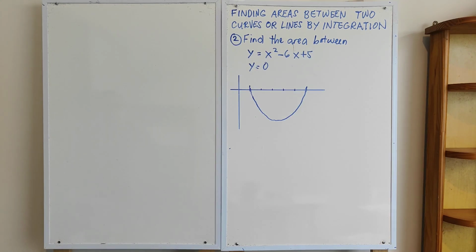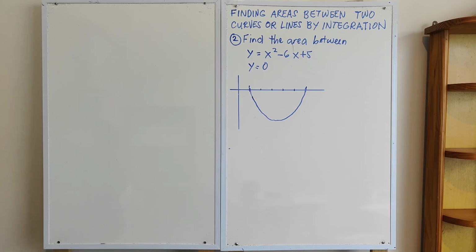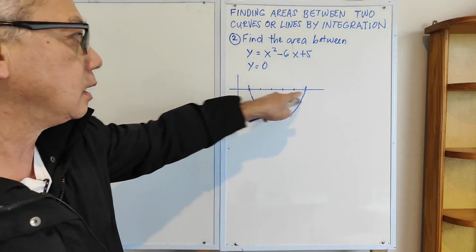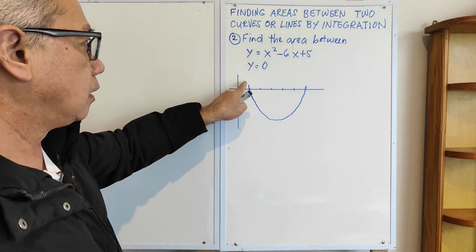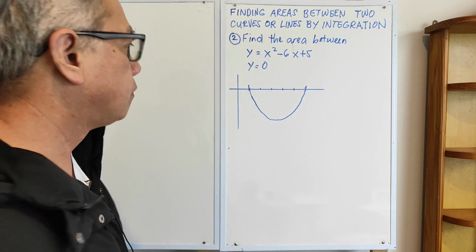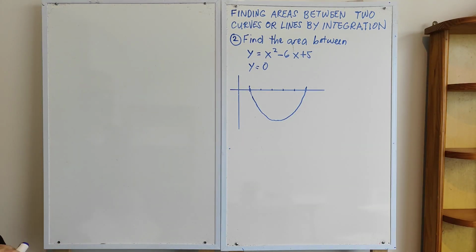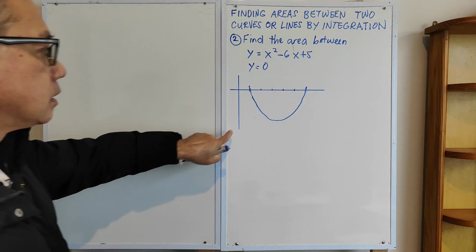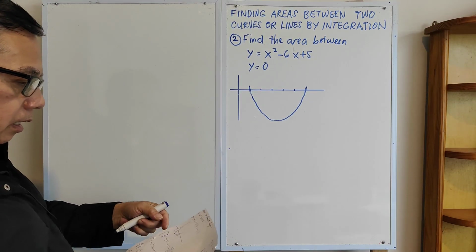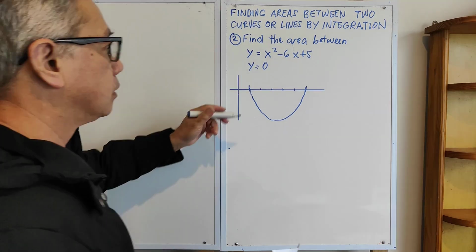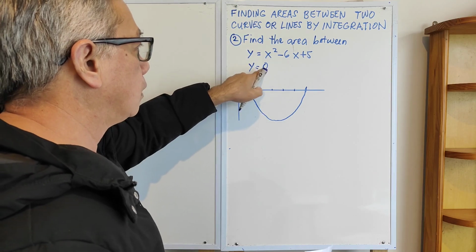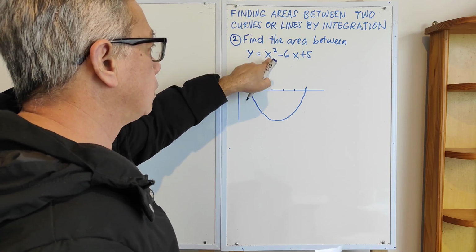Example number 2: find the area between y is equal to x squared minus 6x plus 5 and y is equal to 0, which is the x-axis. This is the x squared minus 6x plus 5 curve. First we need to get the point of intersection, so we can equate this equation with this equation.